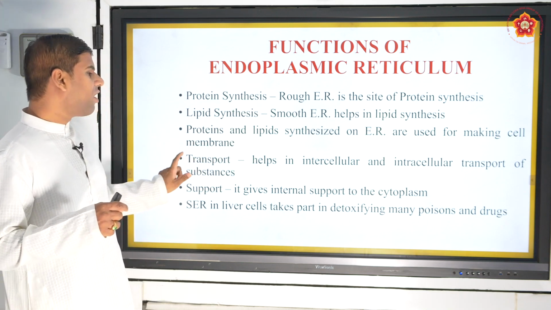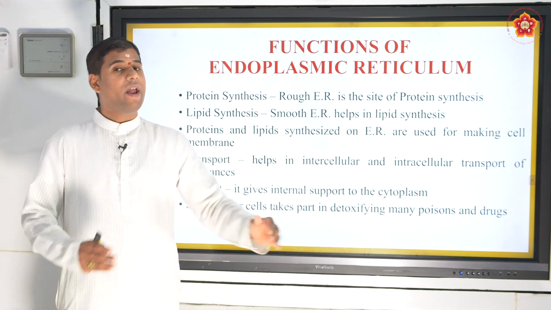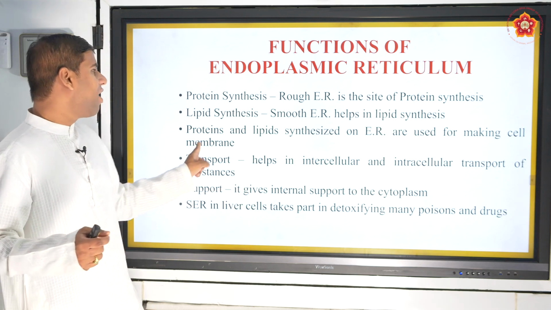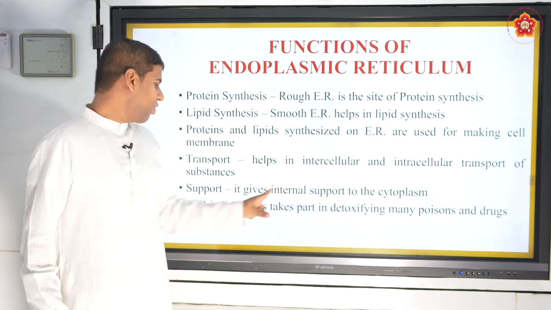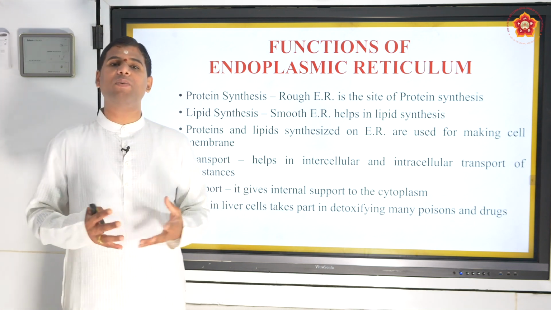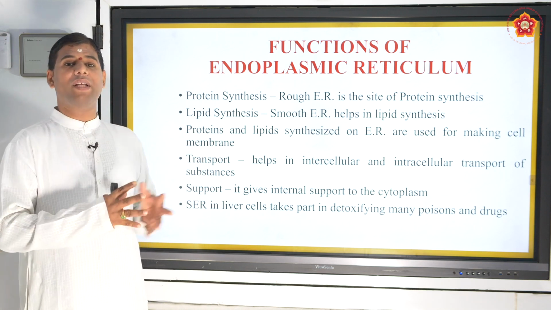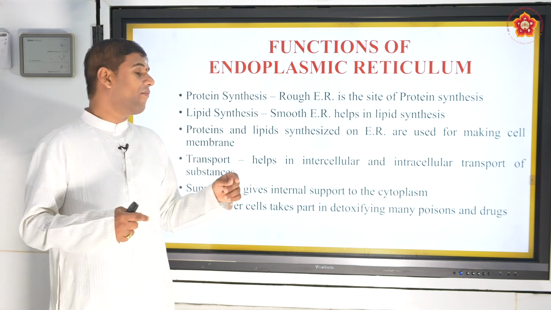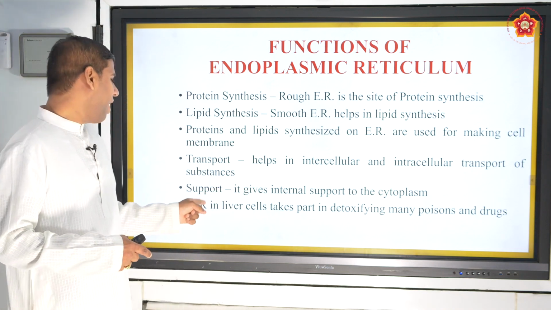And also for transport, this helps in intercellular and intracellular transport. Intercellular, inside and outside the cell. So the transport is carried out by this endoplasmic reticulum. It helps in the transport of the substances, all the substances inside the endoplasmic reticulum. Whatever substances there are, they are transported through the endoplasmic reticulum from one place to another place. All right.